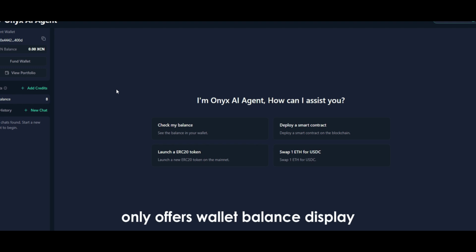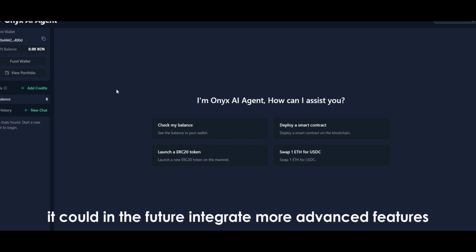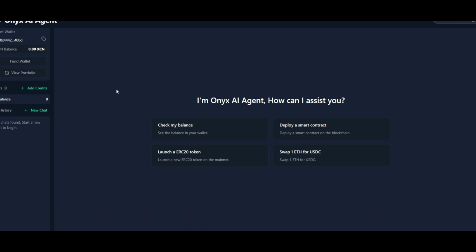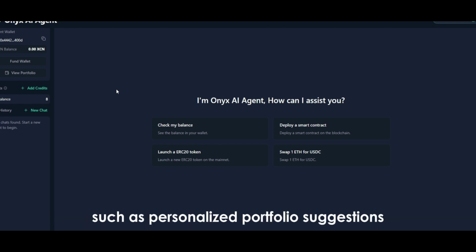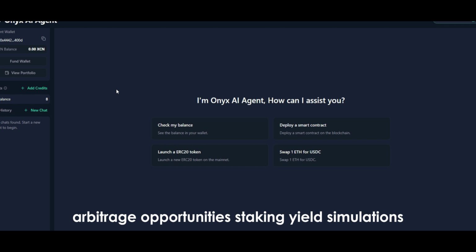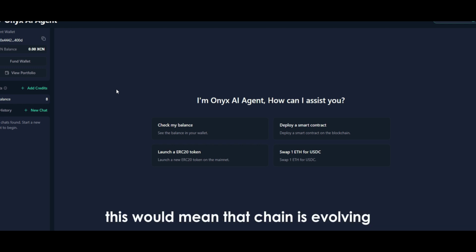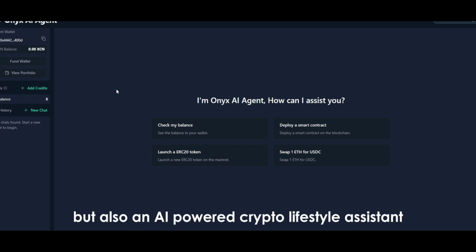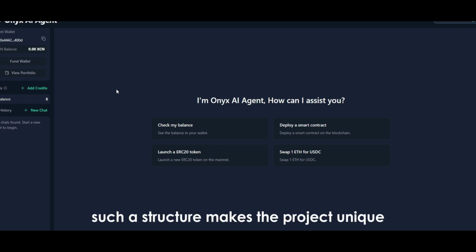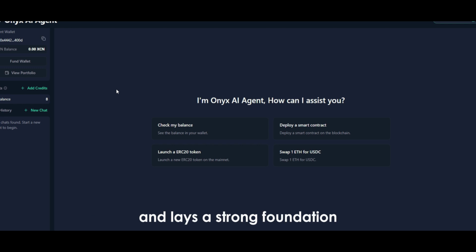While it currently offers wallet balance display, swap transactions, and chat support, it could in the future integrate more advanced features, such as personalized portfolio suggestions, arbitrage opportunities, staking yield simulations, market analyses, and even NFT operations. This would mean that Chain is evolving not just into a blockchain network, but also an AI-powered crypto lifestyle assistant. Such a structure makes the project unique and lays a strong foundation for supporting the token's price.